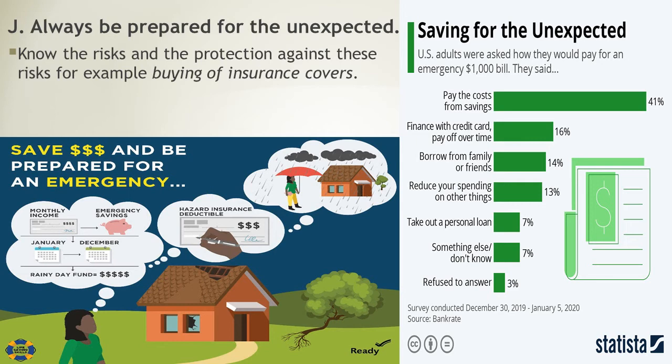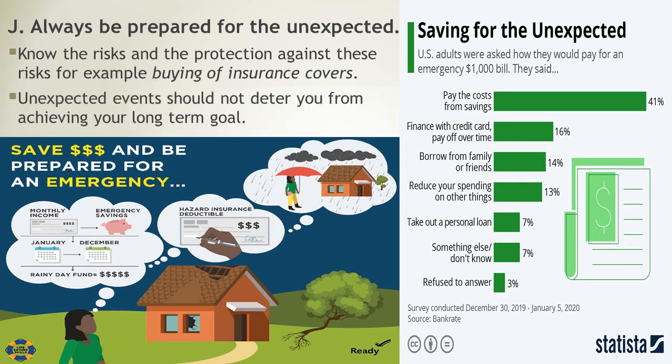By having an insurance cover, you're transferring the risk to the insurer, to the company, in case something happens to your house. So you'll not be left homeless in case you have a fire. So you have transferred the risk of the house being destroyed to the insurance company. Unexpected events should not deter you from achieving your long-term goal. So the risk here is having unexpected events that will leave you stressed and leave all your investment being destroyed.